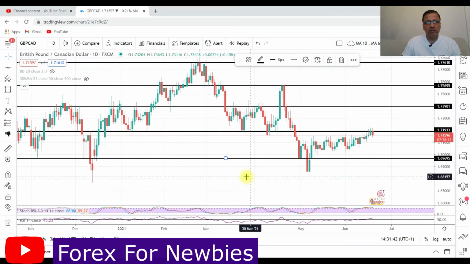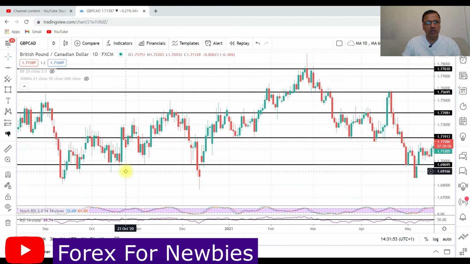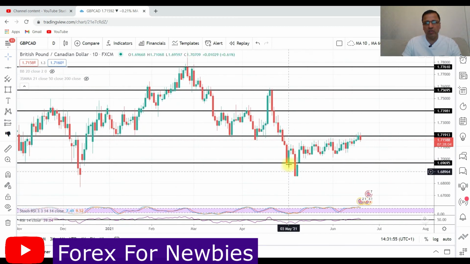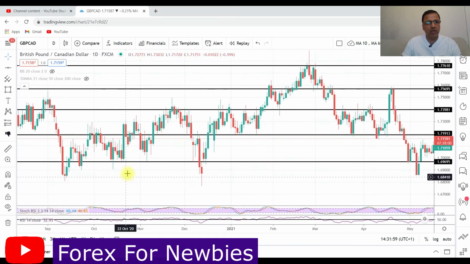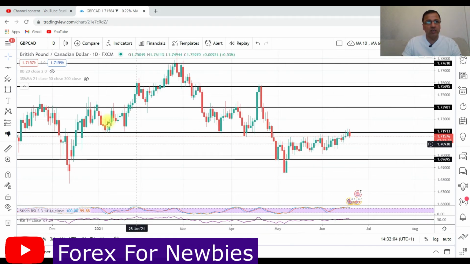Some people will try to put a line over here, but I am not putting a line over here, because that's where the most activity is. Even in the past, after putting the line on recent activity, you go back and you will see how important this level is. It's a daily chart, and you can see how much activity there is.